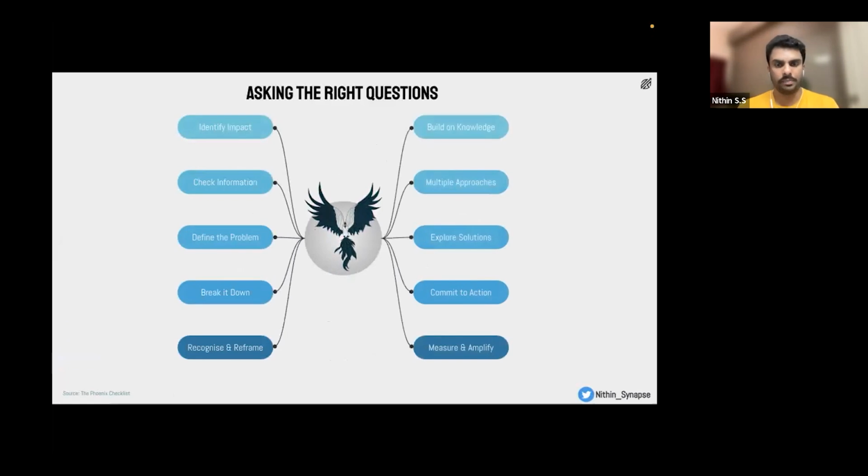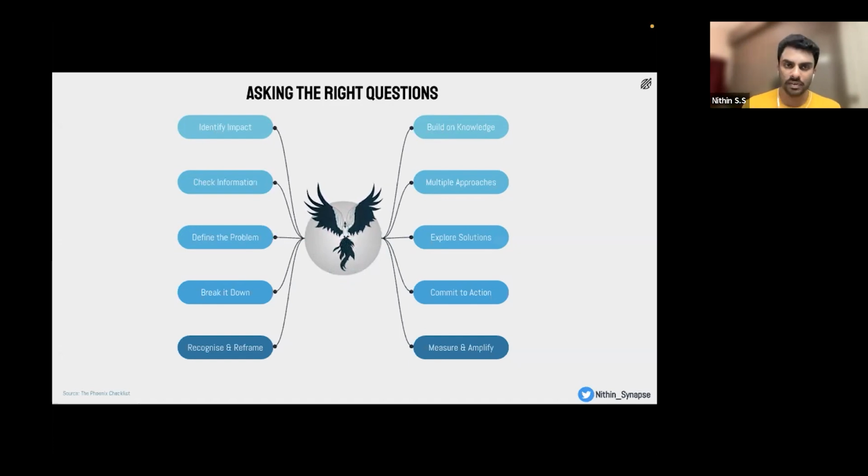Along with the Socratic method, one more thing I told you I refer to is the Phoenix checklist. On the left-hand side, you can see 5 aspects, which are to explore the problem you are facing. On the right-hand side, you can see what planning we can do in order to solve the problems on the left-hand side. So we need to identify the impact. While identifying the impact, we can have a set of questions based on our knowledge, and we check the information which is provided.